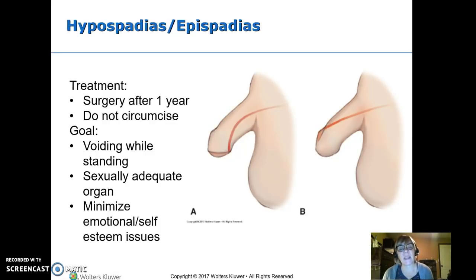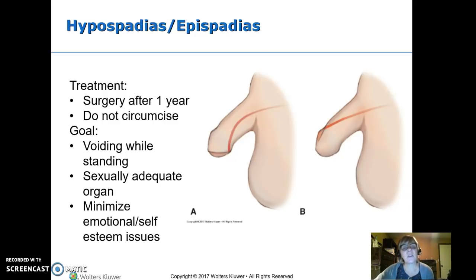Hypospadias or epispadias. This is a male where the meatus is not at the tip of the penis. So hypo, it's down below. Epi, it's on top of the shaft of the penis. So this, we're going to do surgery to correct it.